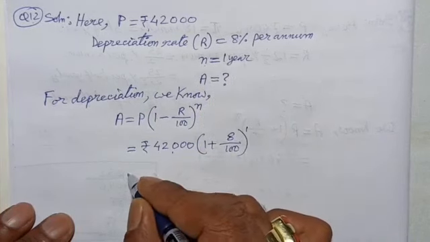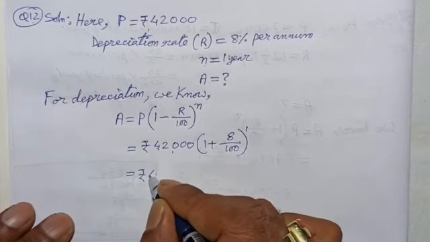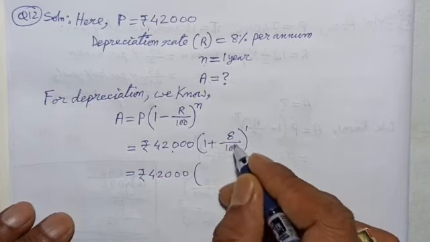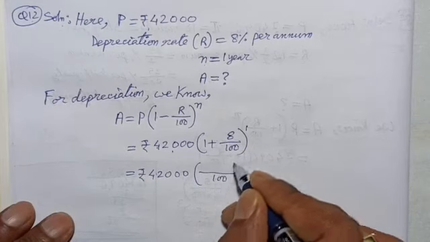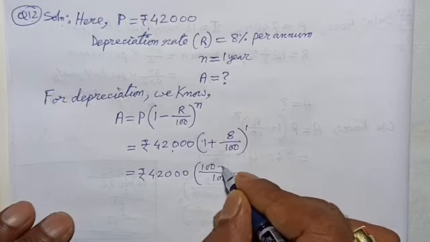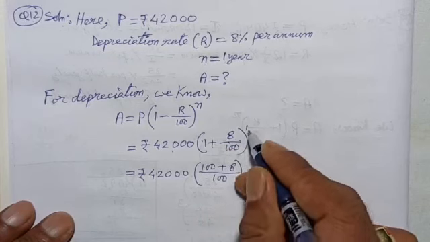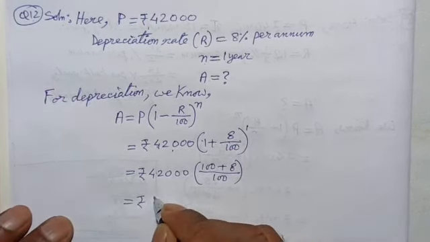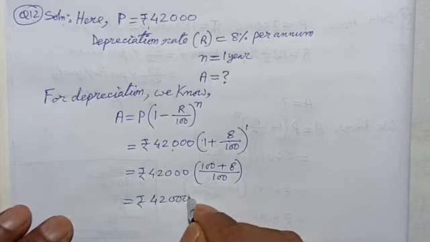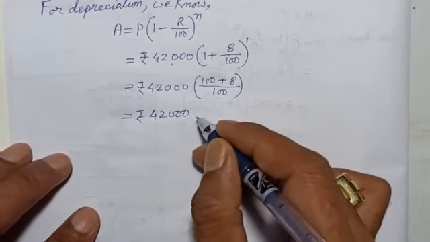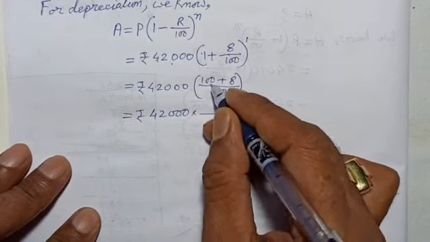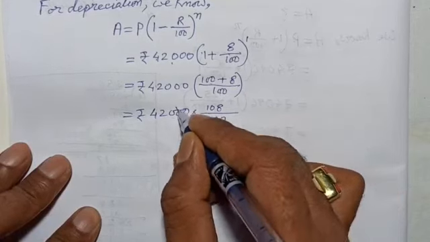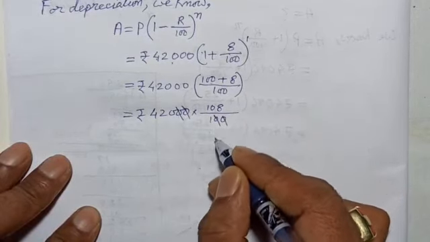Next, rupees 42000. Let's add together 1 plus 8 by 100. If we take LCM, 100. 100 plus 8. Power 1, no need to write, leave it. Rupees 42,000 into 100 plus 8 is 108, then in the denominator 100. These two zeros and these two zeros are cancelled. Now let us multiply these two.